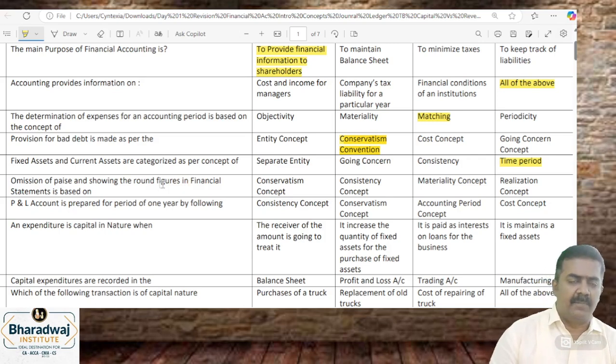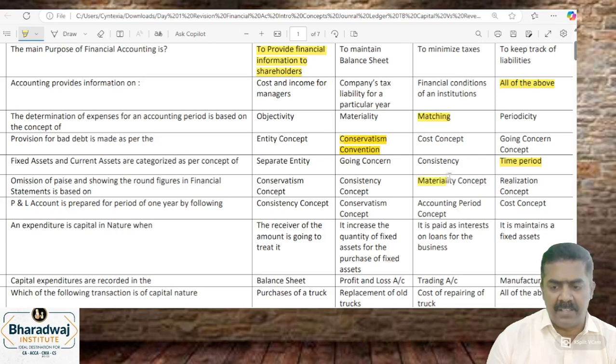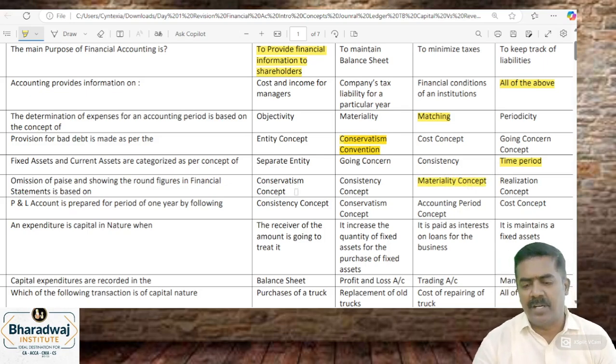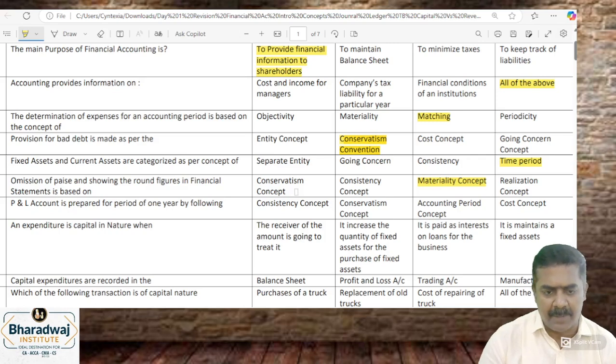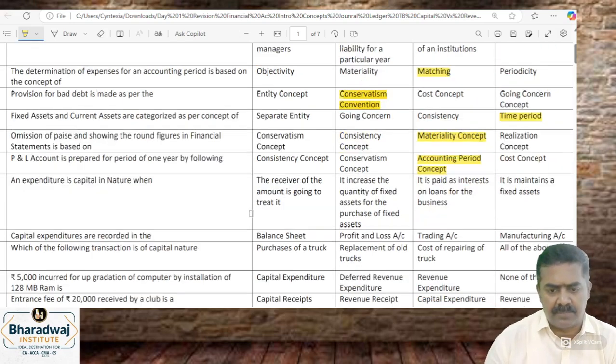Omission of paise. In 500.28, we eliminate the 0.28, right? Looking at materiality, the 28 paise is not material, so ignore. P&L account is prepared for a period of 1 year by following which one? Accounting period concept.